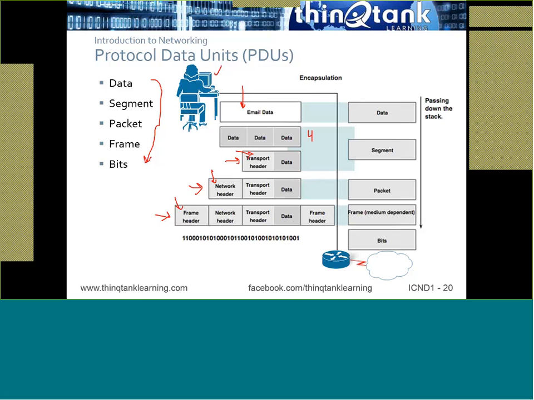Now, depending on what kind of devices are in between will depend on how much of this data has to be processed versus not. If you're going from one host to another in the same LAN, the same network, the only header that ever gets processed is the frame header. Everything else is just data.